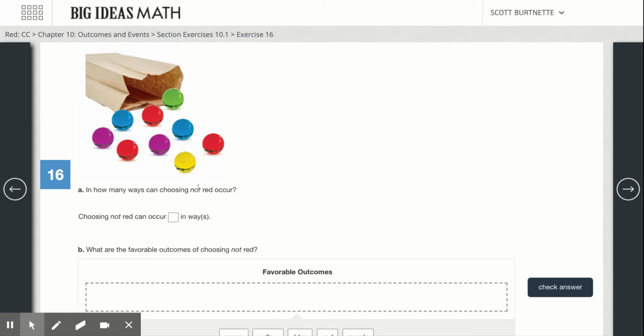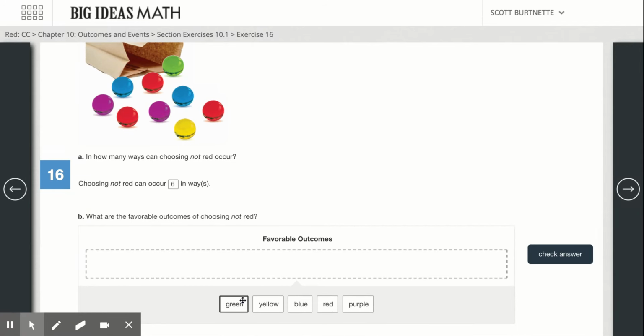Okay, we are choosing not red here. So we want to go ahead and find out if my favorable outcome is something that's not red. There is 1 not red, 2 not red, 3, 4, 5, 6 marbles that are not red. So there's 6 ways that I could get not red. Okay, so if now I want the favorable ones, green would be not red, yellow would be not red, blue would not be red, red we're not going to put there, and purple would not be red.